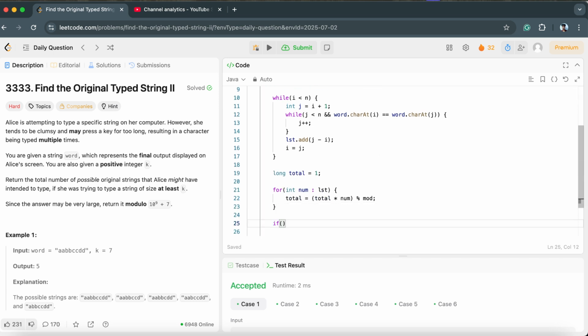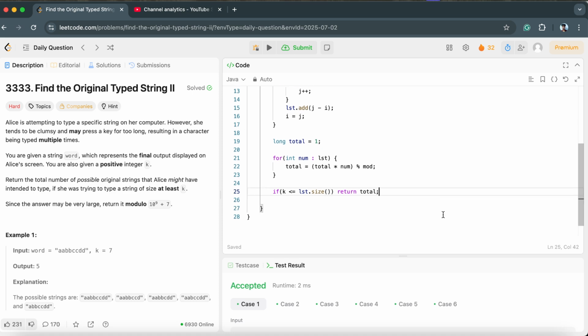We will simply check that if k is less than or equal to this list.size, I have already cleared this for you guys. So if the k value is less than or equal to the total number of different characters that we have, we can simply return this total. We don't have to worry about removing any invalid strings, because all of them are going to be valid ones. So it should be converted into int. Okay, if not, we have to figure out the invalid ones, and we have to make sure that we collect all the invalid strings.